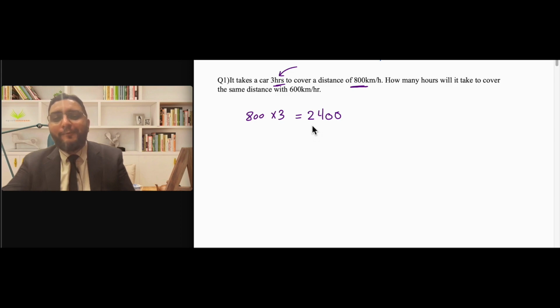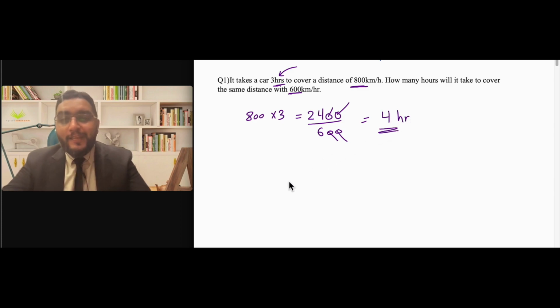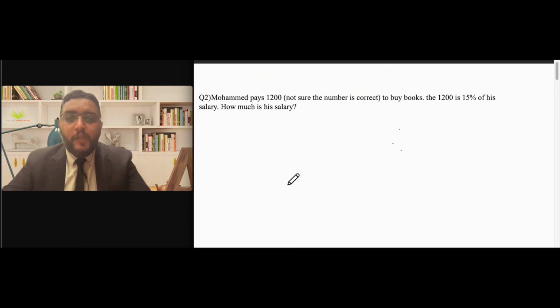Okay, then divide by the new rate, so we will divide it by 600. So we cancel 2 zeros with 2 zeros, so it will be 24 divided by 6, which equals 4 hours. So the answer is 4 hours. Let's move to question 2.